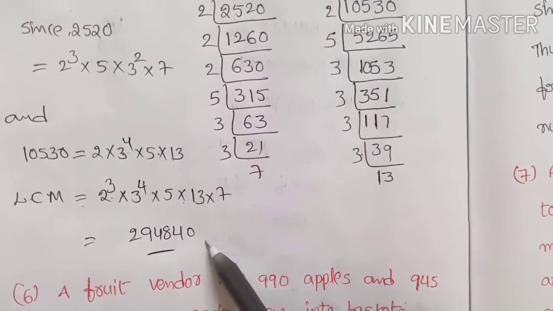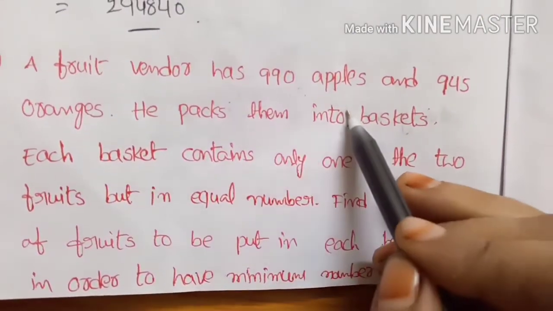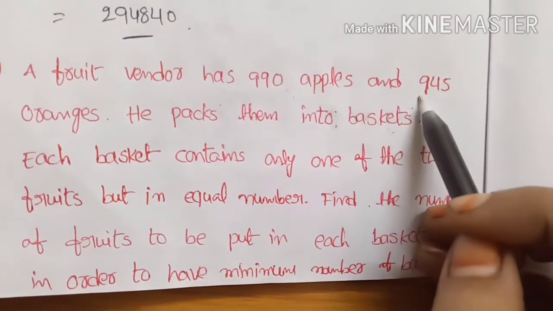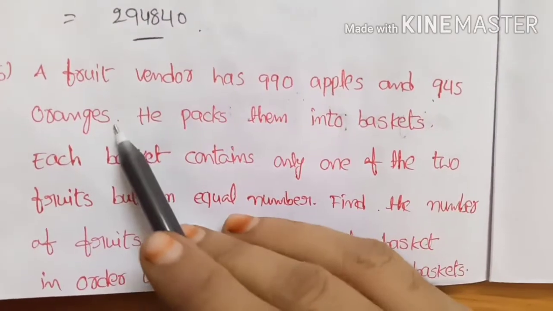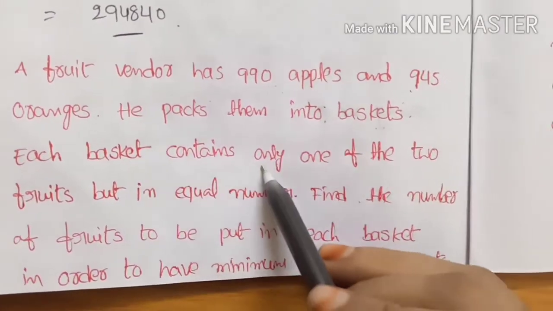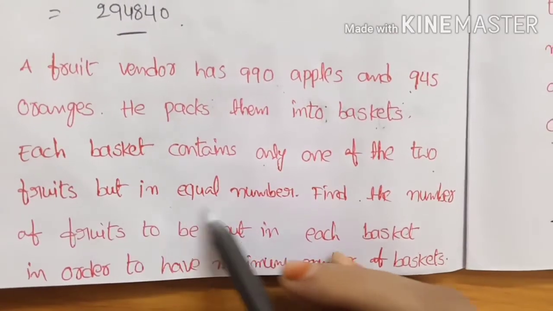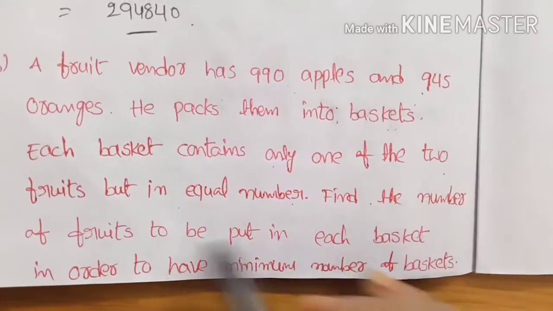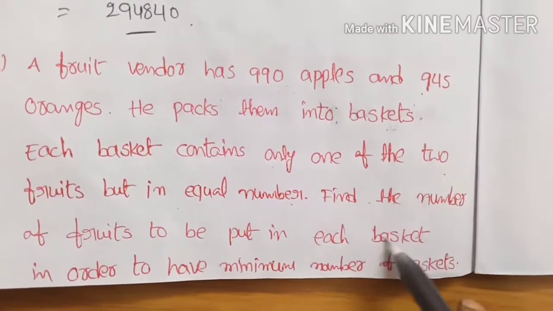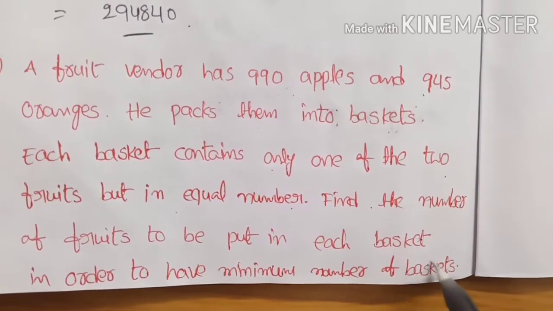Okay, next question. A fruit vendor has 990 apples and 945 oranges. He packs them into baskets. Each basket contains only one of the two fruits, but in equal number. Find the number of fruits to be put in each basket in order to have the minimum number of baskets.